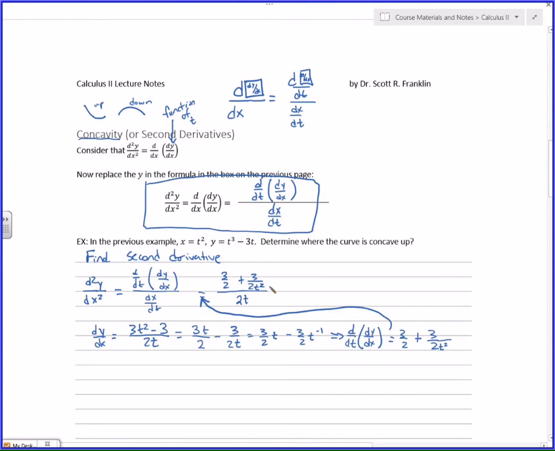All right, so let's simplify this complex fraction. We don't like fractions inside fractions. Do you know the easiest way to simplify a complex fraction?